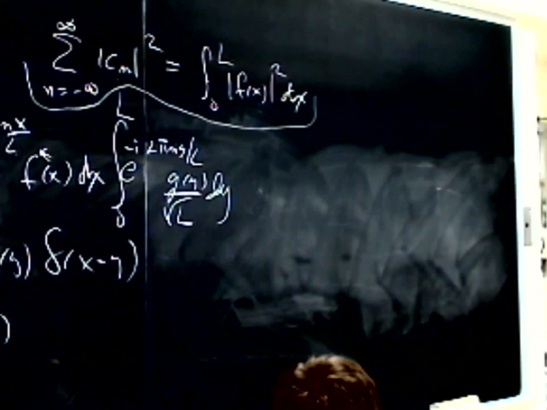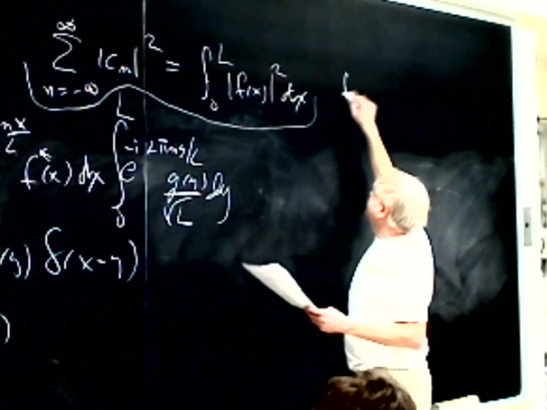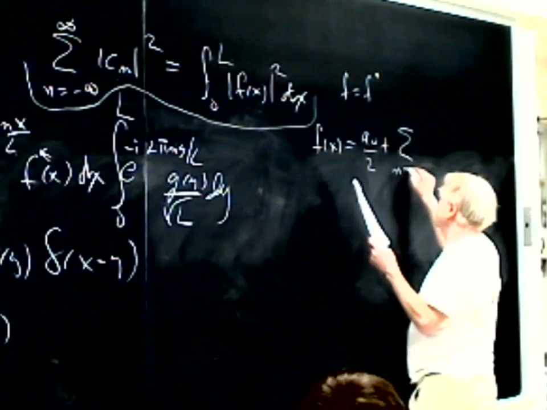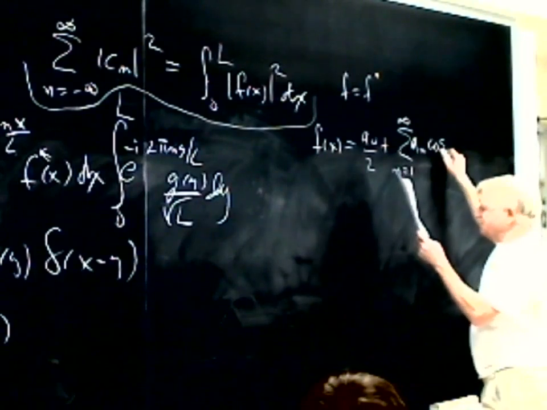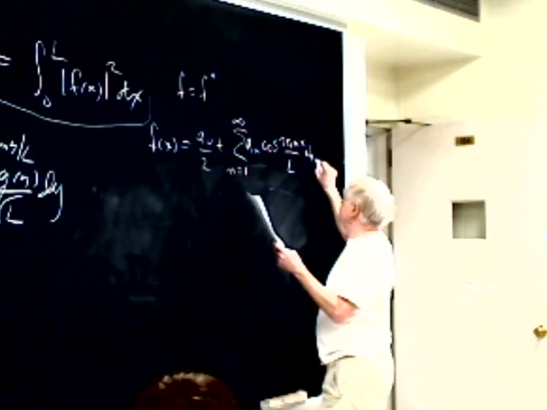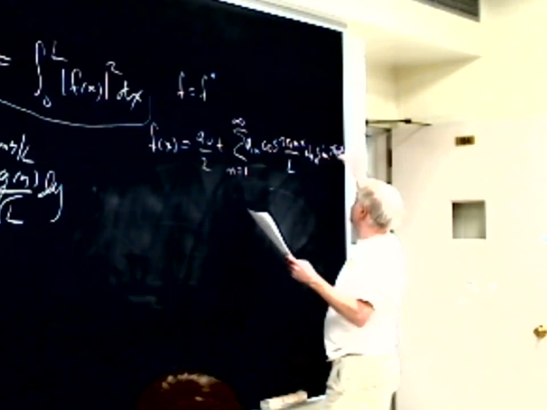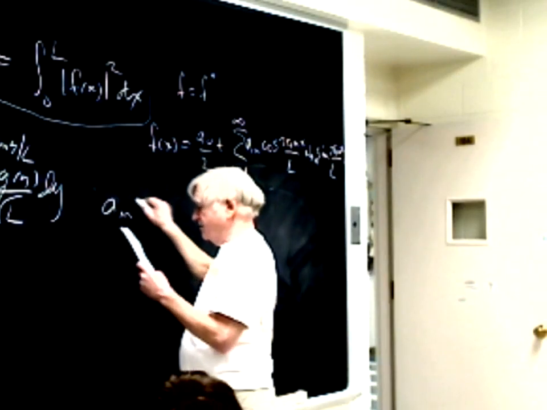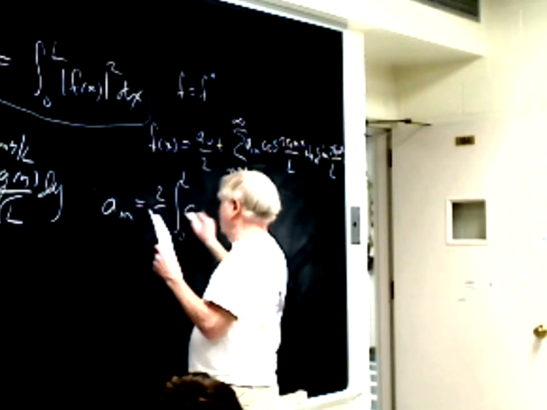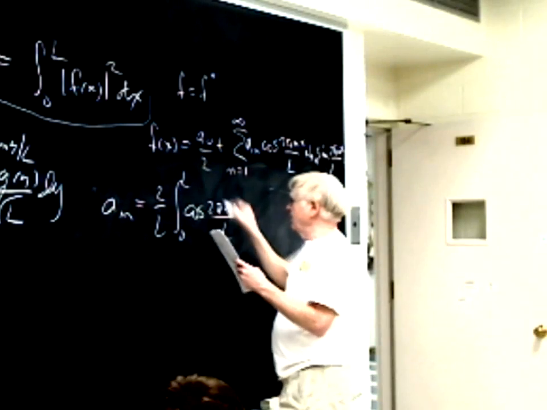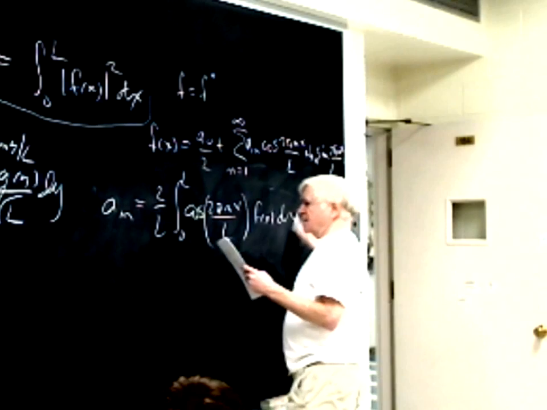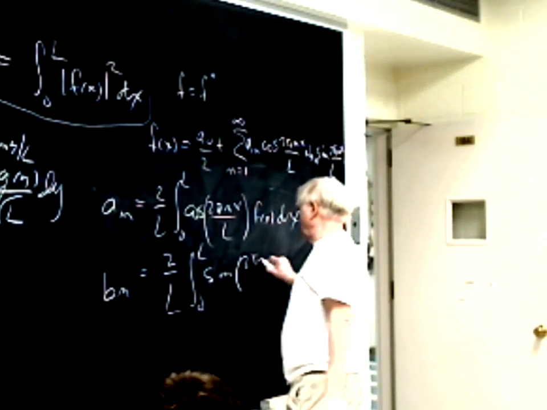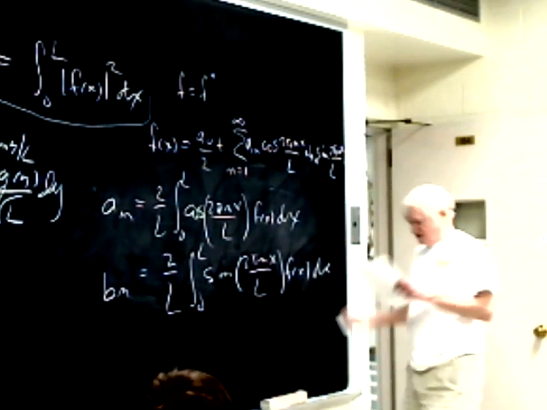Well, if the function is real, then we have these real versions, so if f equals f star, then f of x is a0 over 2 plus the sum n equals 1 to infinity of a sub n cosine 2 pi n x over L plus b sub n sine 2 pi n x over L. So those are the real relations, and a sub n then is 2 over L integral 0 to L cosine 2 pi n x over L f of x dx, and b sub n is 2 over L integral 0 to L sine 2 pi n x over L f of x dx.